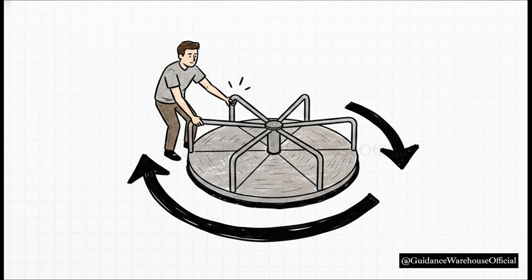Imagine a father at the park pushing a playground merry-go-round. Let's say the merry-go-round itself has a mass of 50 kilograms and a radius of 1.5 meters. The dad grabs the very outer edge and applies a steady force of 250 newtons.